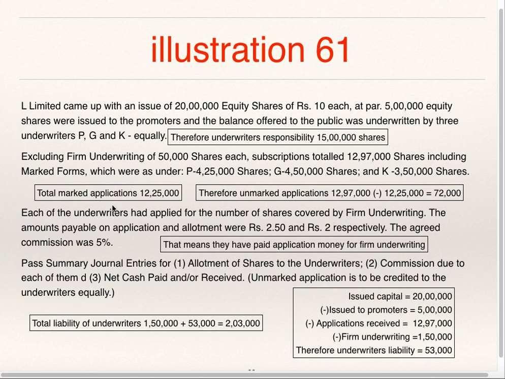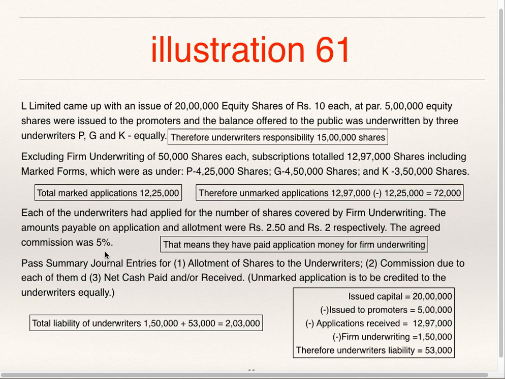Each of the underwriters had applied for the number of shares covered by firm underwriting. This is very important. Now what is firm underwriting? 50,000 shares each. They had applied for these 50,000 shares each. That means they have paid application money for firm underwriting. The amount payable on application and allotment were rupees 2.50 and rupees 2 respectively. That is, on application they are supposed to pay rupees 2.50 and on allotment rupees 2. And agreed commission was 5%.